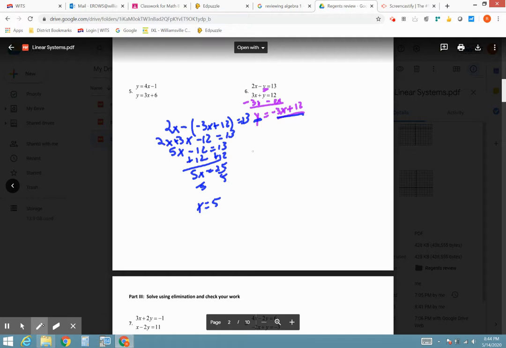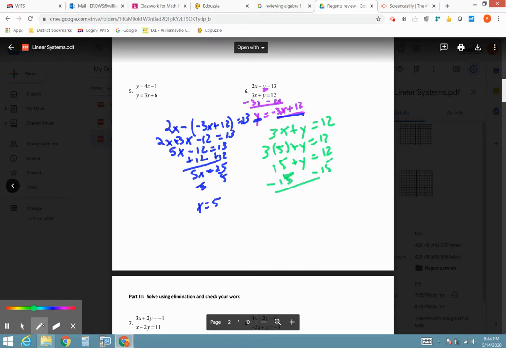All right, so that's x. So now I write the other equation. So I can plug back in 3x plus y equals 12. It actually doesn't really matter which equation you use. 3 times 5 plus y equals 12. So I have 5, negative 3 as my ordered pair. We write our answer as an ordered pair.